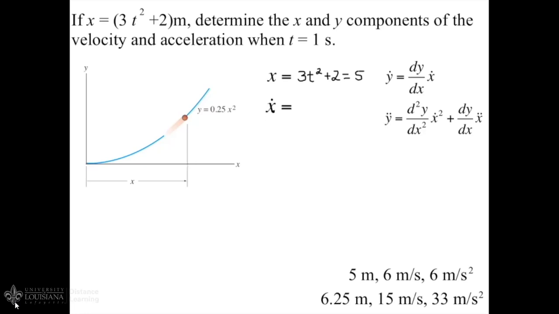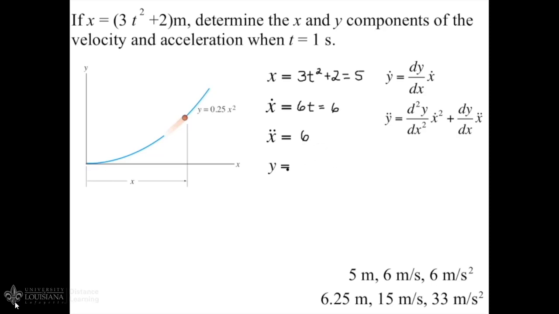Now we'll get the velocity of the particle in the x direction, and that's found by simply taking this time derivative, and we get, of course, 6t. We evaluate this at the time t equaling 1 second, and of course we get the answer of 6 meters per second. Finally, we get our acceleration by taking another time derivative. We get 6 meters per second squared, a constant. Now let's discuss the motion in the y direction.